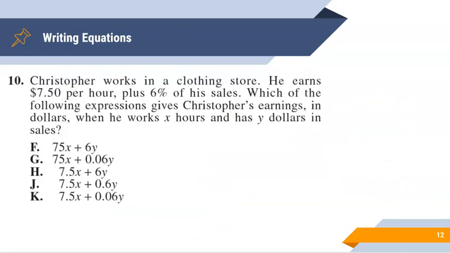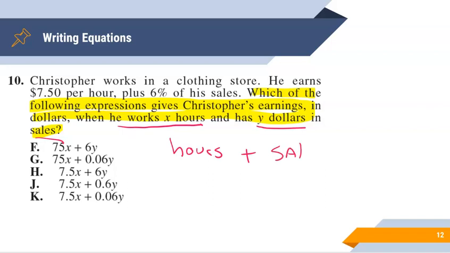Okay, now sometimes they also want you to write equations on the ACT, right? You all saw that a lot. Reading this, going from our question mark backwards, so we know what it is we're trying to figure out. Which of the following expressions gives Christopher's earnings in dollars when he works X hours and has Y dollars in sales? So works, so the hours plus how much he makes in sales.